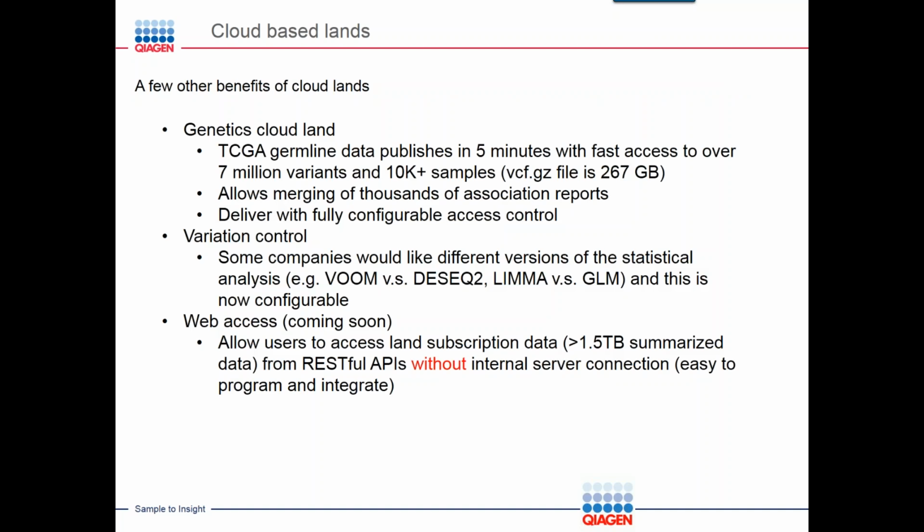So LAN has a lot of advantages, but there are still a lot of potentials that I think the cloud LAN can provide. So I'm just listing a few things here. When we apply this cloud LAN technology to genetics, TCGA Gemini, which is now finalized and generally available for users who have access to genetics LAN, it can actually publish in 5 minutes. And this is a VCF file with 7 million variants and more than 10,000 samples. The VCF.gz file, which is already compressed, is actually 267 GB. Essentially the biggest VCF that will ever be generated. This is joint calling based on GATK.